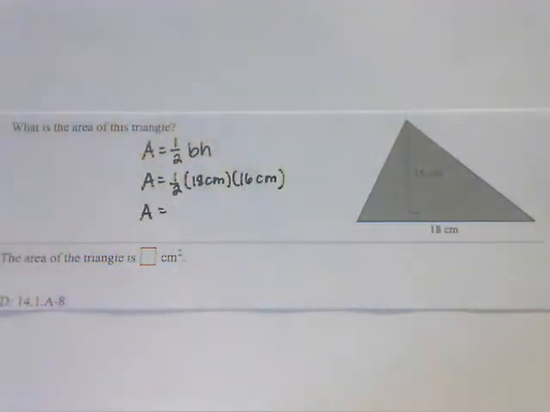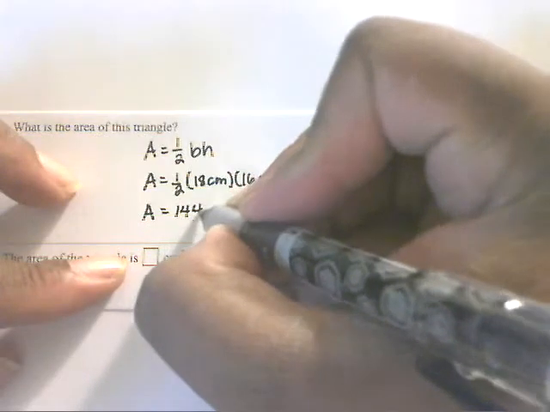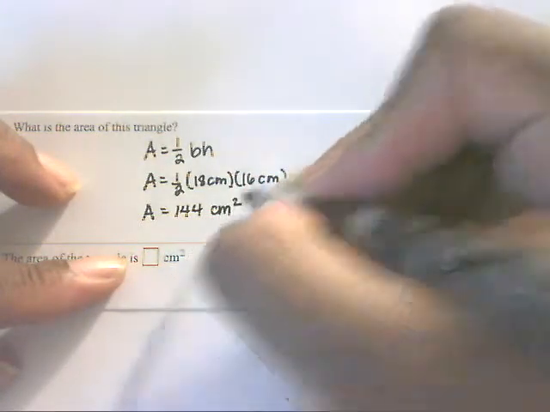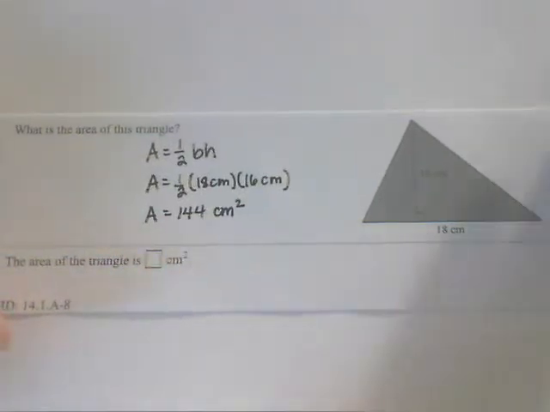Okay, so here, if we do 1/2 of 18, you'll get 9. 9 times 16 will be 144. So the area is 144 square centimeters. Okay, that's the area of that triangle, 144 square centimeters.